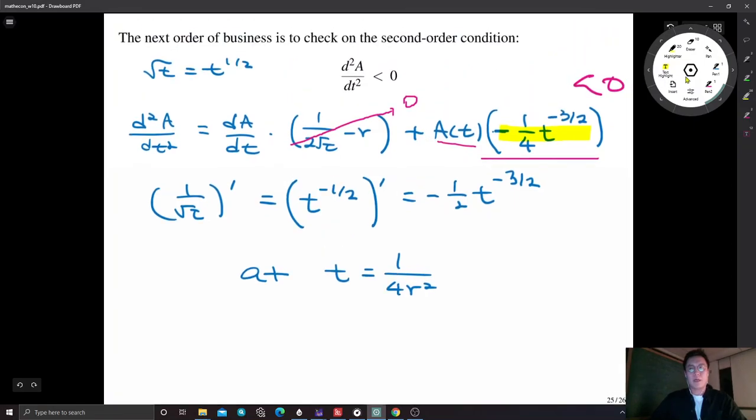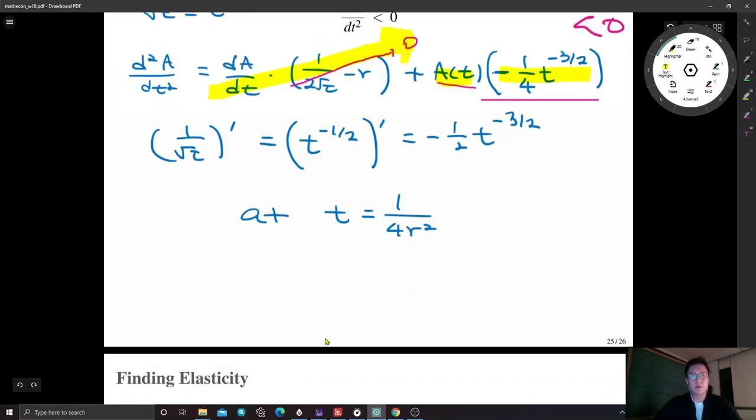Yeah? Because the first term goes away, so we don't have to care about the first term. The sign of the second depends on the sign of the second term. A of t is always positive. And we have a negative 1/4, and t to the power negative 3/2, that is a positive value. So we have a negative second derivative. So we can make sure the function is initially increasing and then starts decreasing.